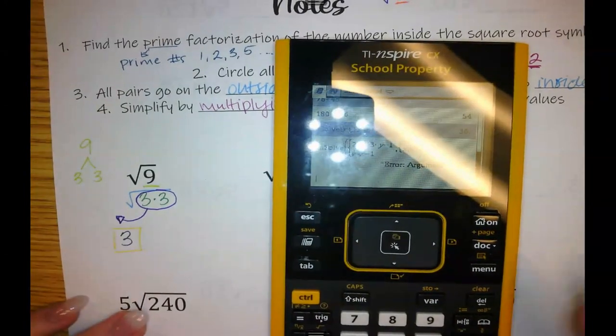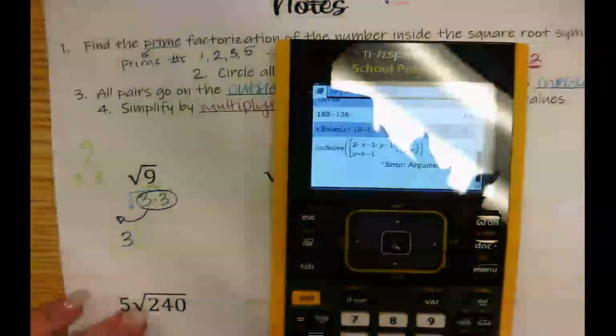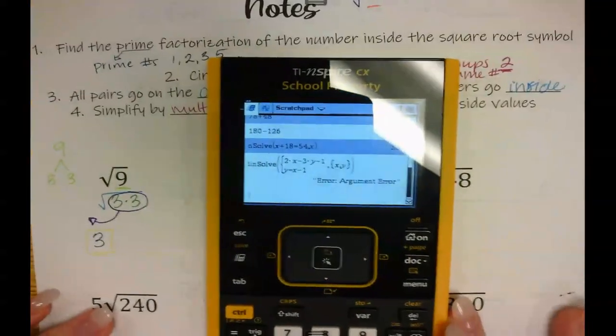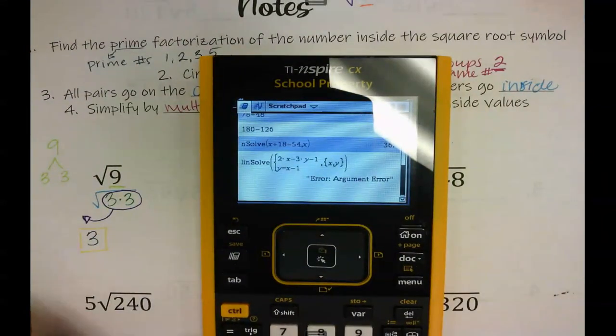In your calculator, which I hate this light, and the big overhead light too. All right, where is it?